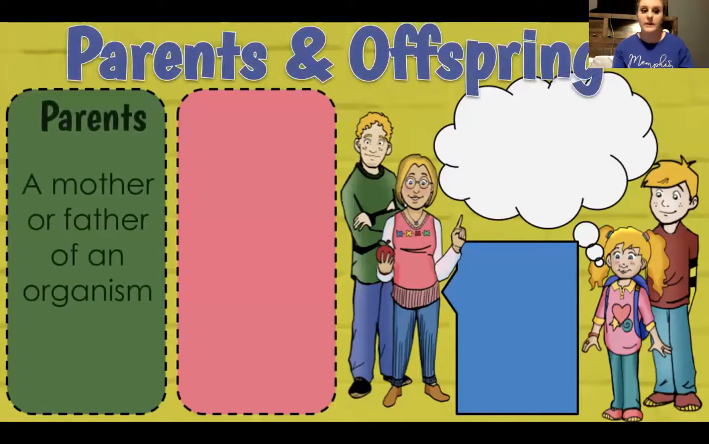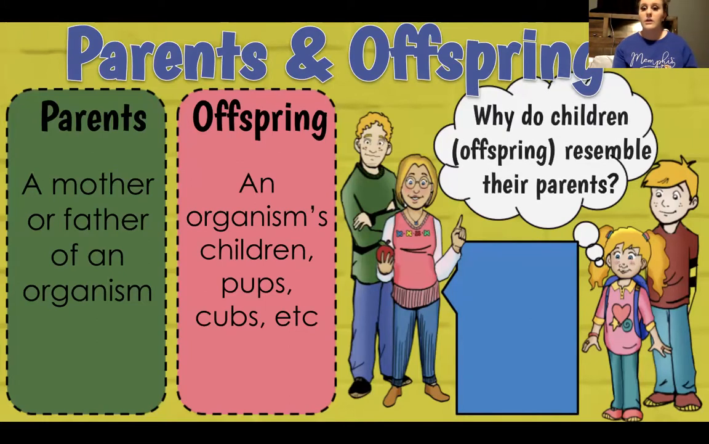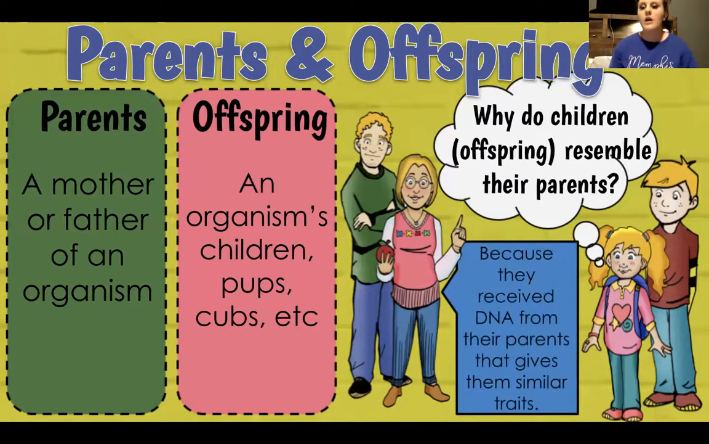Parents and offspring. Parents are the mother and father of an organism. Offspring, an organism's children, pups or cubs, etc. So you are the offspring of your parents. Why do children resemble their parents? So why do you guys think that you look like your parents? Again, I would give students time to bounce off ideas. Because they receive DNA from their parents that gives them similar traits.